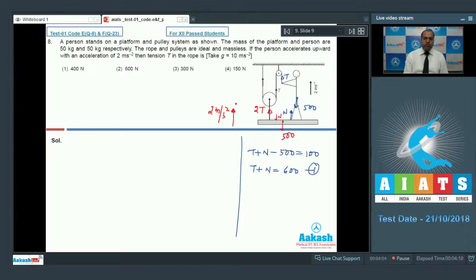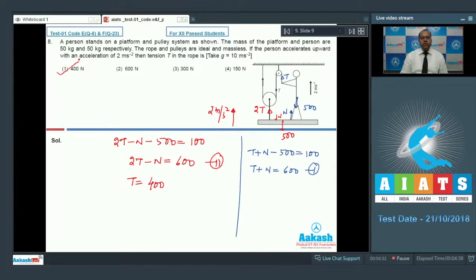So writing the equation for the platform, 2T minus N minus 500 is equal to mass into acceleration, that is 100. So from here we will get 2T minus N is equal to 600. On solving equations 1 and 2, we will get the value of T, that comes out to be 400 Newton. So option 1 is the correct answer.